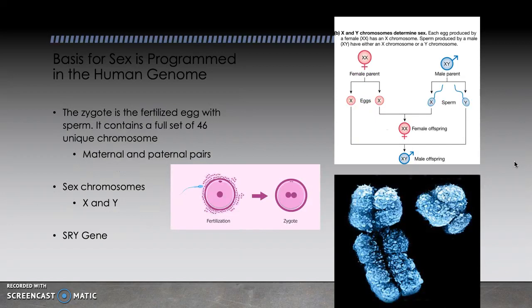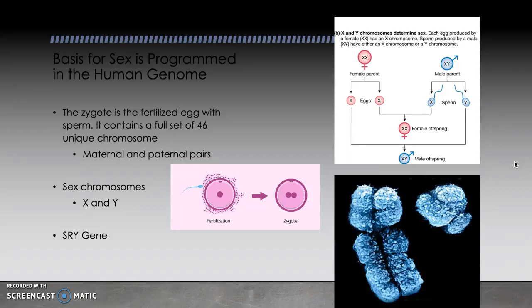The basis for sex assignment is programmed by the human genome. During fertilization, 1 haploid egg is joined by 1 haploid sperm. The resulting zygote has a full set of 46 chromosomes with an equal maternal and paternal contribution. So it is an even split of the 2 parents. Only 1 pair of the 46 chromosomes is necessary to assign sex on a genetic level.